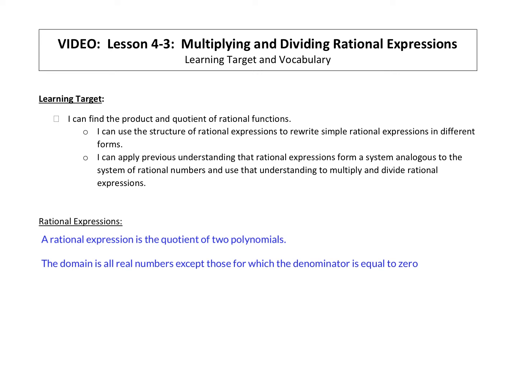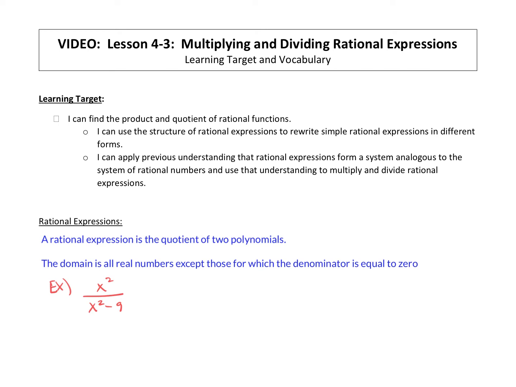I'm going to throw in a quick example. All right, so for example, a rational expression is the quotient of two polynomials. So I have the polynomial x squared. I'm going to divide it by the polynomial x squared minus 9. So that's a rational expression.